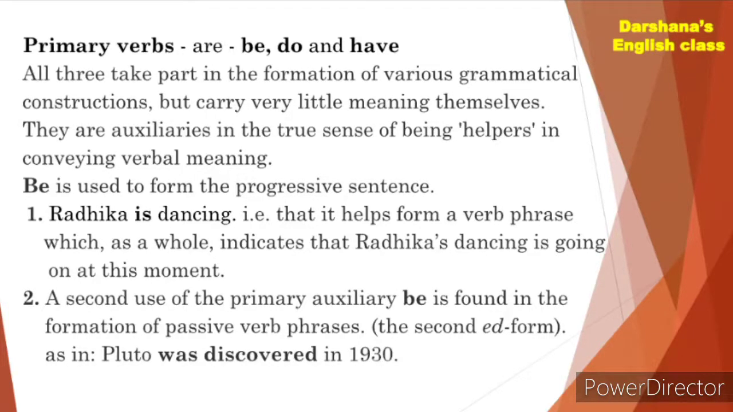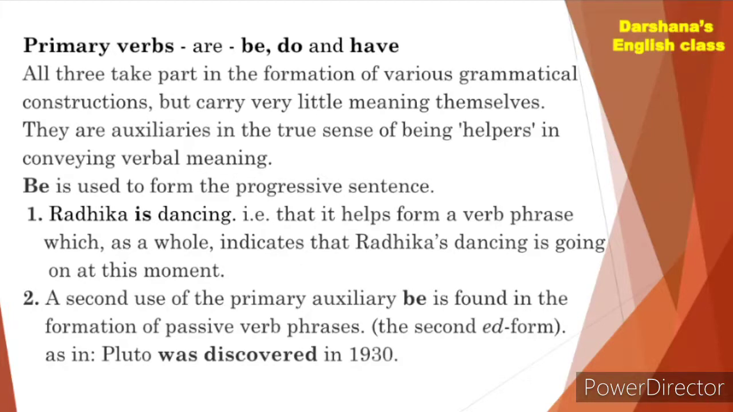All three take part in the formation of various grammatical constructions, but they don't carry their own meanings, okay? They are auxiliaries in the true sense of being helpers in conveying verbal meanings. Now, for example, be is used to form the progressive tense. The example is given, Radhika is dancing. That is, it helps form a verb phrase which as a whole indicates that Radhika's dancing is going on at that moment. Okay. A secondary use of a primary auxiliary be is found in the formation of passive verbs.